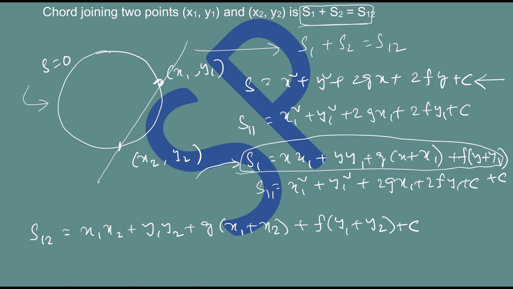And one more thing I want you to observe is, in this one again, if I substitute the point x2 comma y2 in the place of x and y, you can see that the expression becomes x1 x2 plus y1 y2 plus g into x1 plus x2 plus f into y1 plus y2 plus c I get.